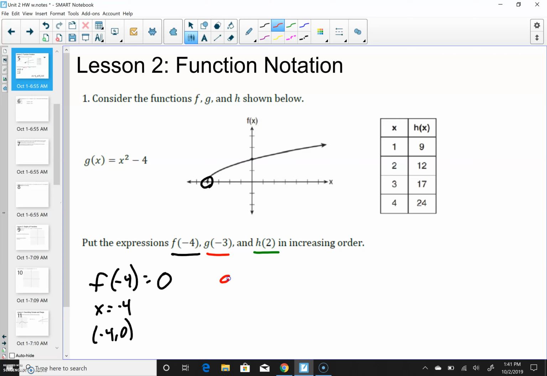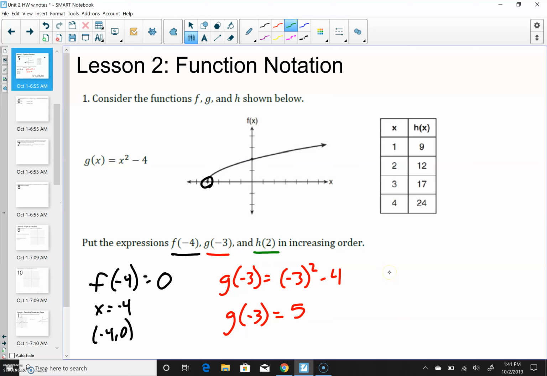g of -3 wants us to work with the equation. Remember, we always put everything being squared in parentheses. So -3 squared minus 4. That can just go completely into our calculator, and we end up with g of -3 equal to 5. -3 squared is 9, minus 4 is 5.